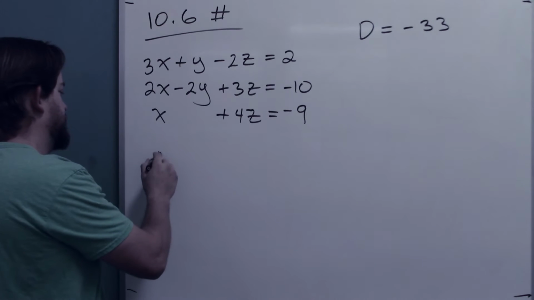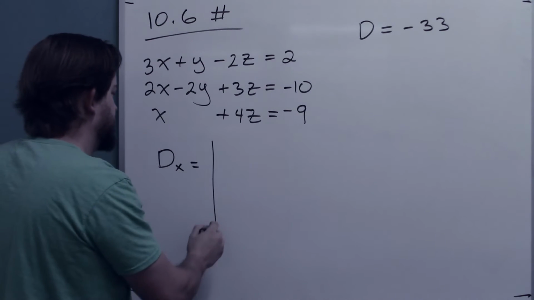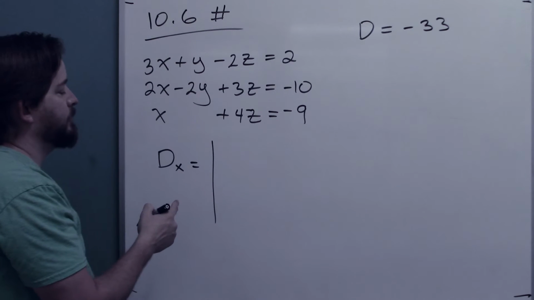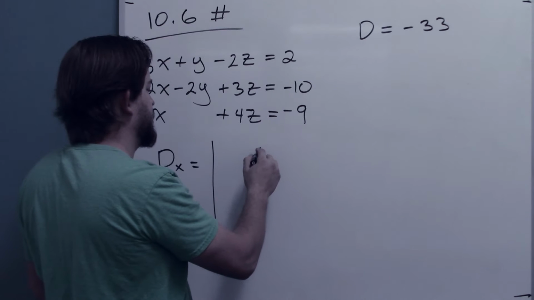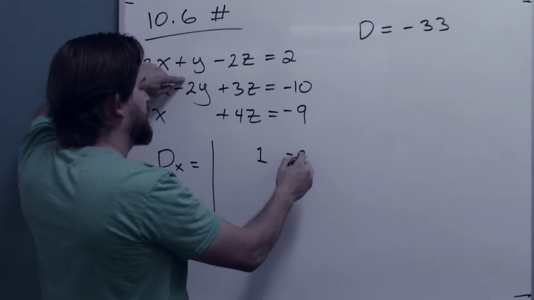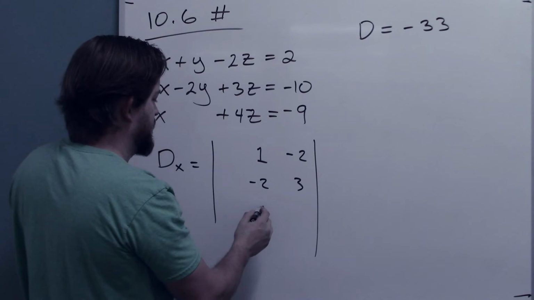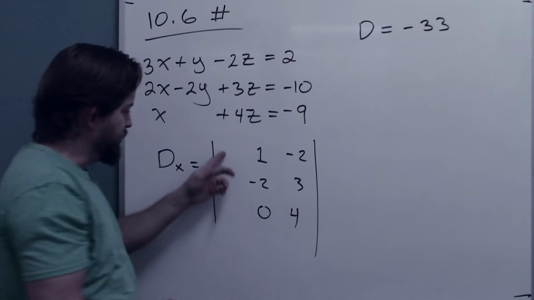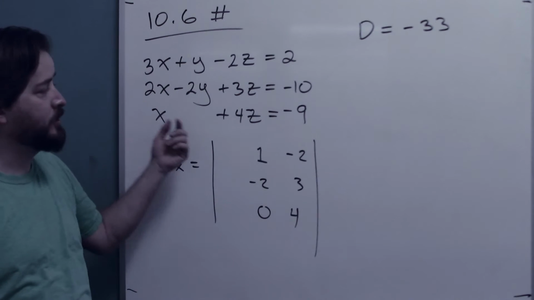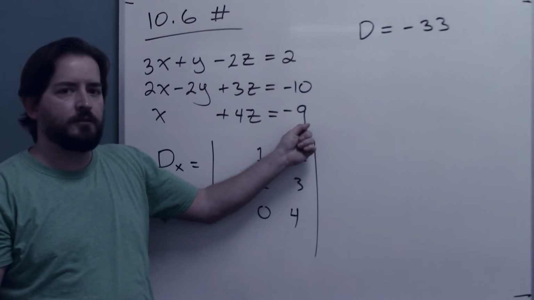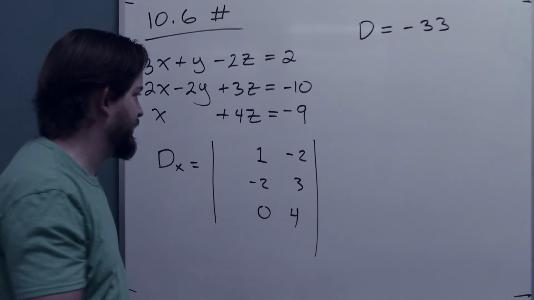dx, the determinant of the x, is the determinant of that same matrix except for my x column. So I'm going to write the rest of it. I've got a 1 in the y, the -2, another -2, a 3, a 0, and a 4. But instead of that first column, the 3, 2, and the 1 from the x, I'm going to replace it with the variable, the answers, the solutions, the constant numbers on the right hand side.